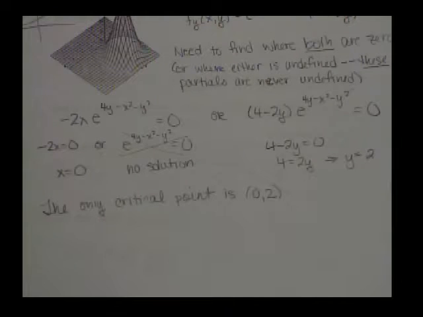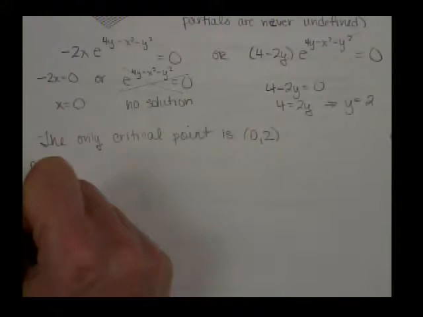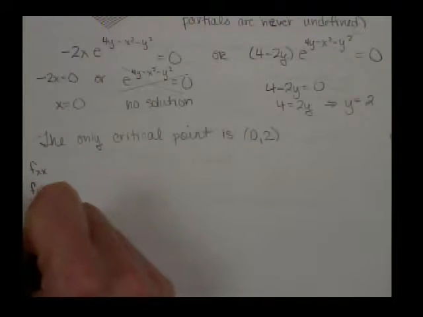Now we still have to see, though, if that's a max or min. Now we can tell from the graph, but in general, you're not always going to be given the graph. So that's where we try to find that capital D. So now we have to find all of the second partials. So we need f sub xx, f sub yy, and f sub xy.